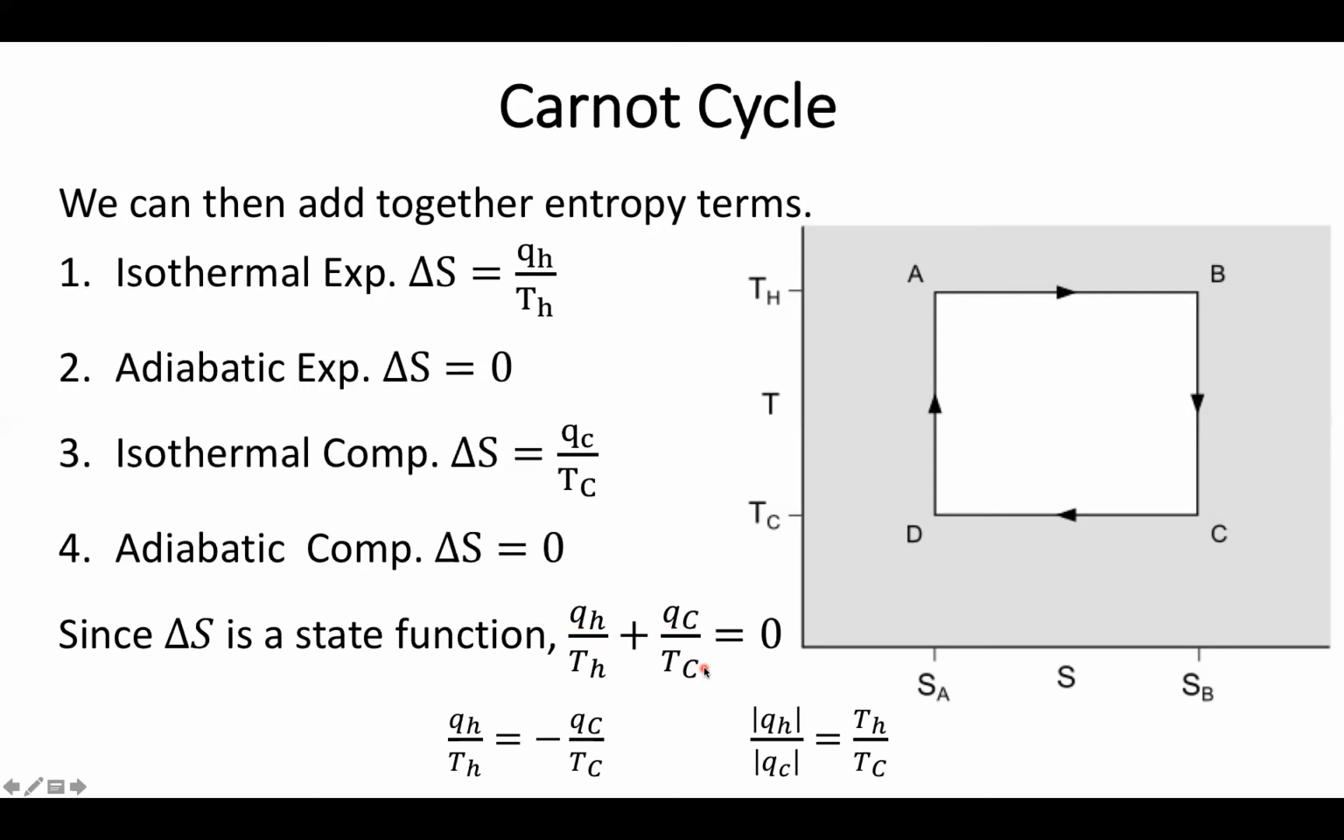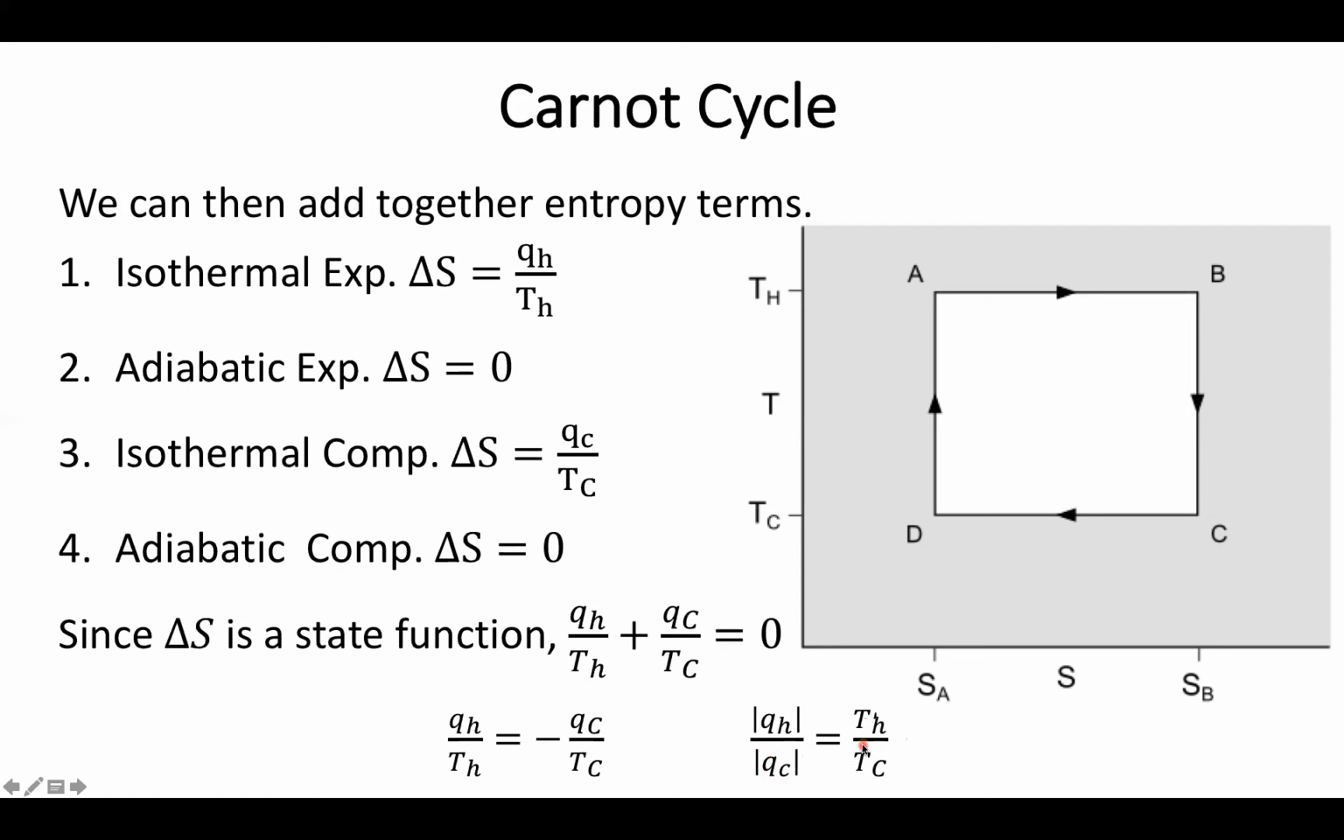Now we can then go ahead and rearrange this expression. And what we see is that these 2 terms will have to be equal in value, but opposite in magnitude for, again, this ideally efficient engine. And we can also go ahead and rearrange this expression to give us a ratio of the heats in terms of a ratio of the temperatures.